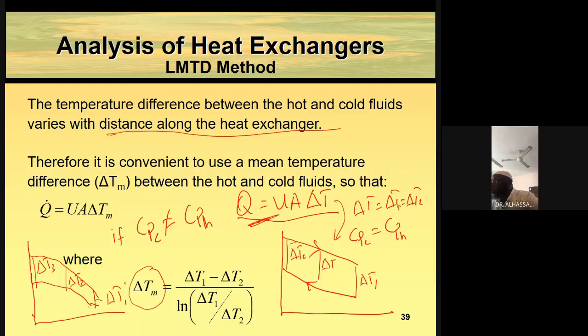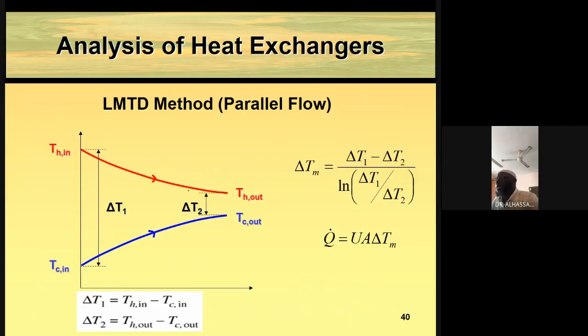Or in other words, we are going to modify this equation by saying that we will now calculate Q equals UA times delta Tm. And this delta Tm is defined as delta T1 minus delta T2 divided by log of delta T1 divided by delta T2. So now let us see how this is calculated. So a typical example is what I've given again here.